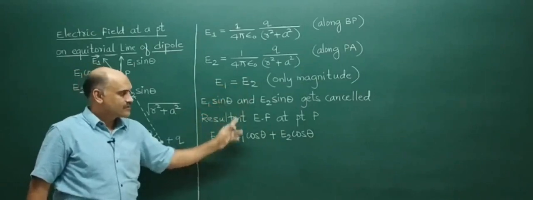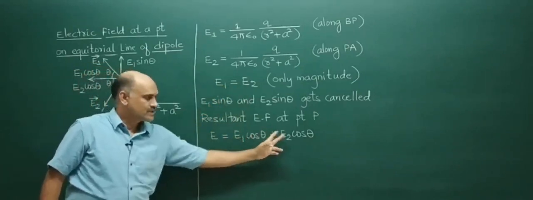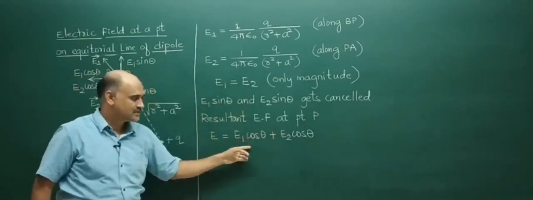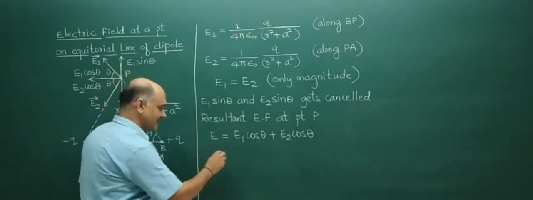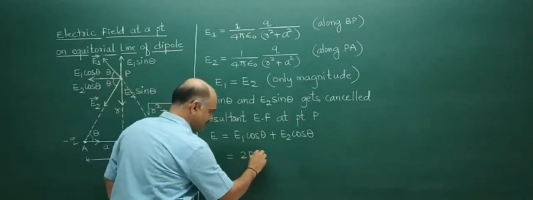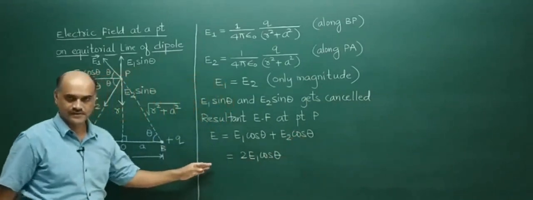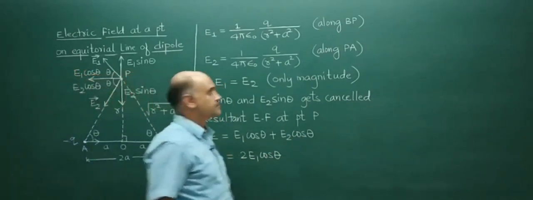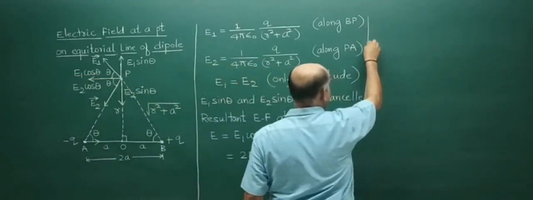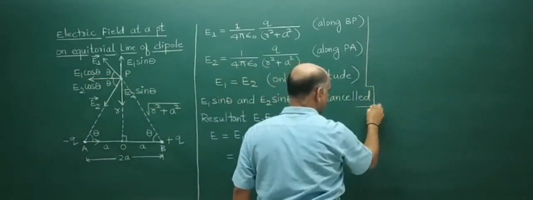Now E1 is equal to E2, which means both these terms are the same or equal. So I can add those. So you will have 2E1 cos theta. Now I will substitute the value of E1 and cos theta.